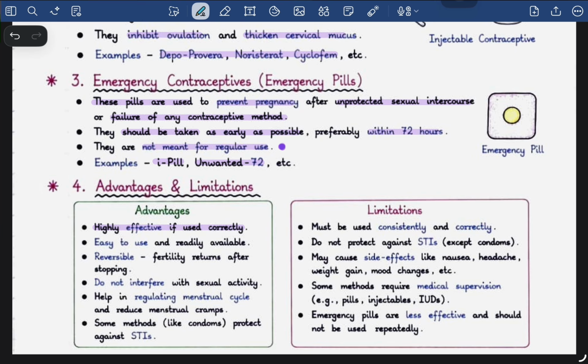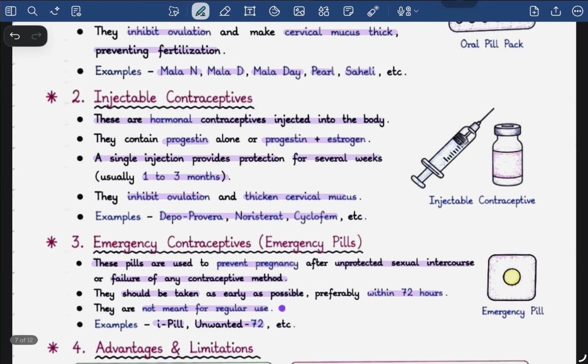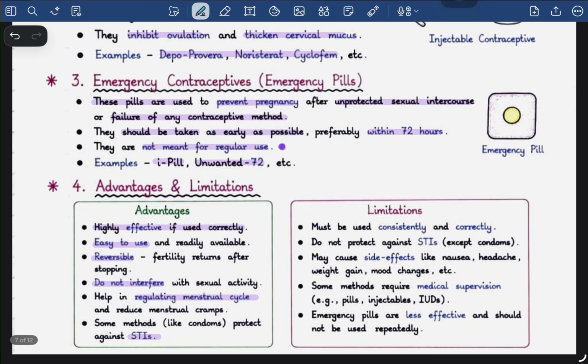Advantages are what? They are highly effective if they are used correctly. They are easy to use, they are reversible, they do not interfere with sexual activity, they help in regulating the menstrual cycle, and in some methods, like these injectable ones, they can resist the chances of STI. Obviously, along with that, condoms must be used. Any one of the barrier methods must be used.